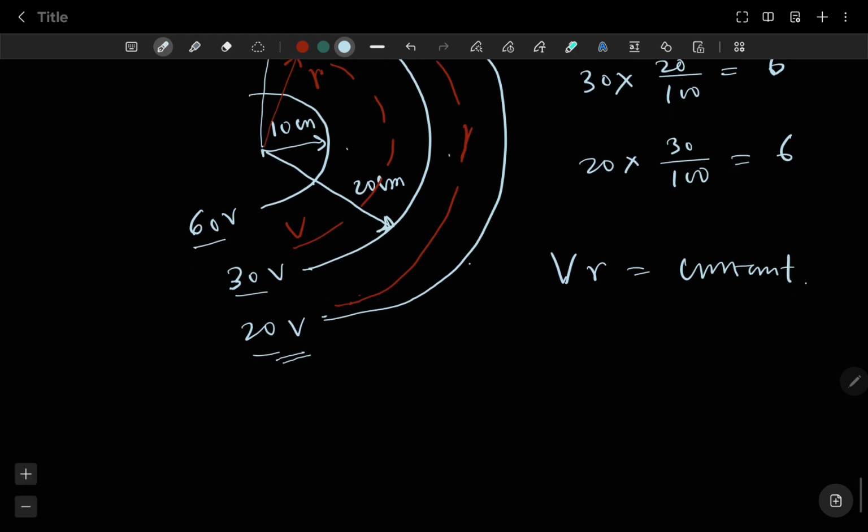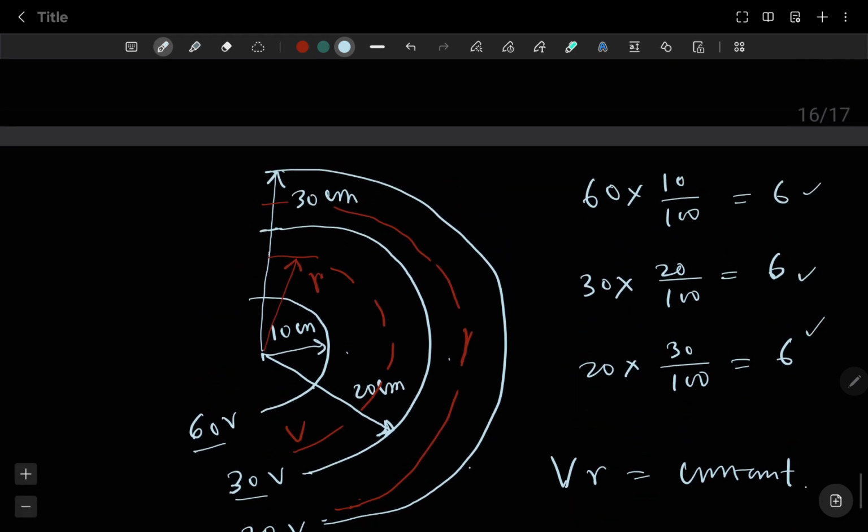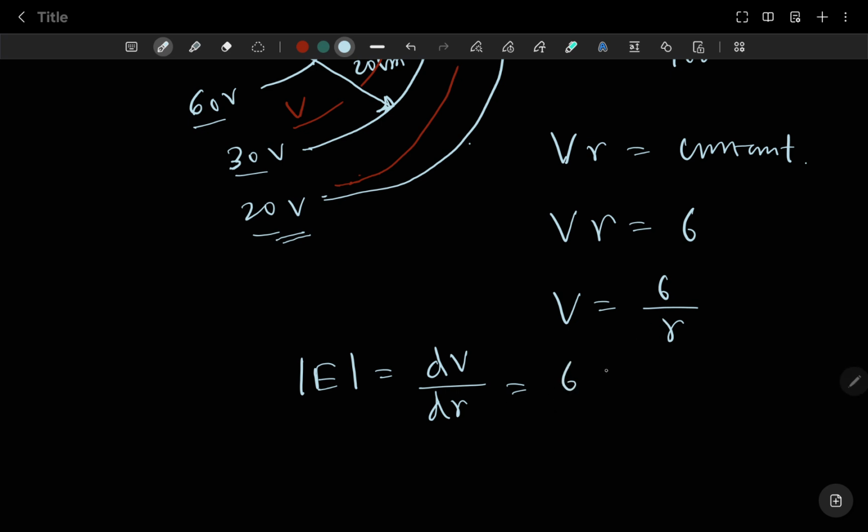So V and R is the constant value 6. So V is 6 by R. So the magnitude of the electric field here is dV by dr. That becomes minus 6 by r square. I am taking the magnitude only, so I am taking 6 by r square. This will be the answer.